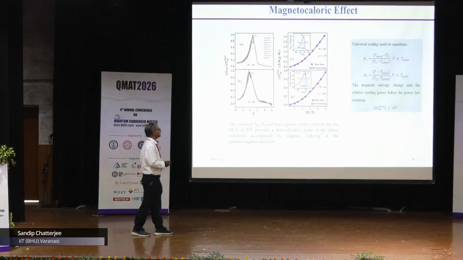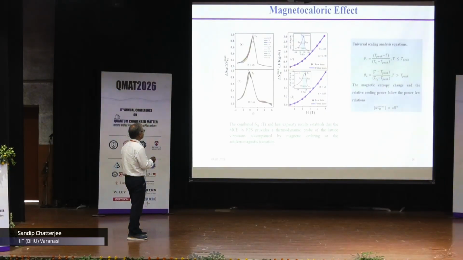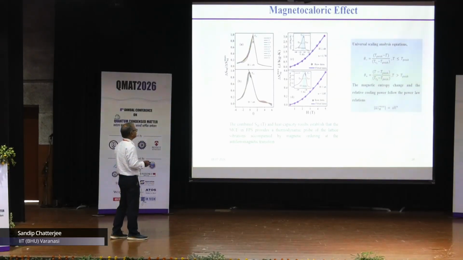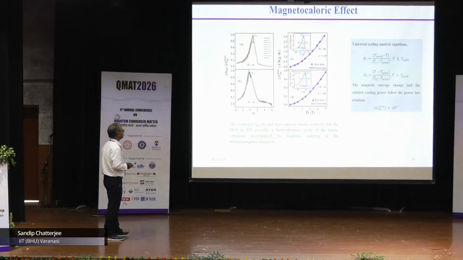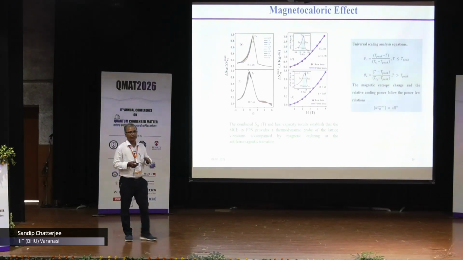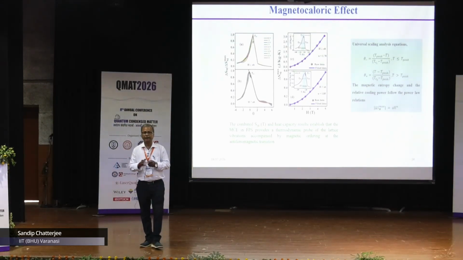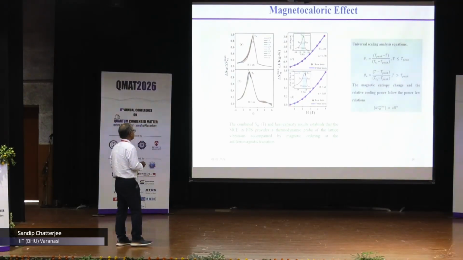And from here we have measured the magnetic entropy change and the relative cooling power, which follow the power relation, delta S to the power n. The n value that we observe is 1.78 and 1.85 for different orientations. For the antiferromagnetic case the value should be around 2, but here it is slightly lower than 2, because some canted antiferromagnetic states are there, so that's why it is deviating from the value of 2.